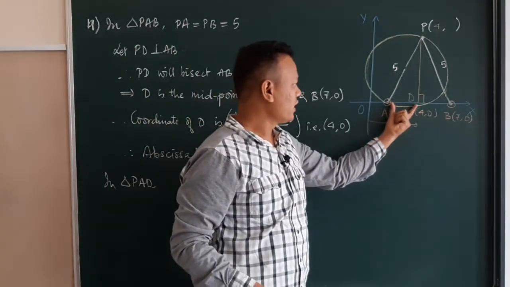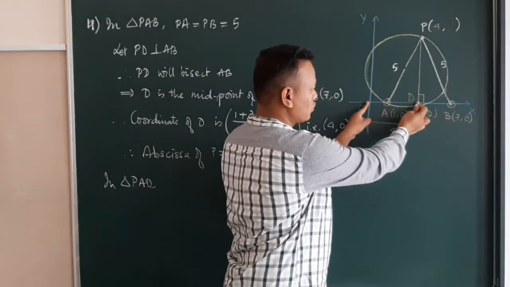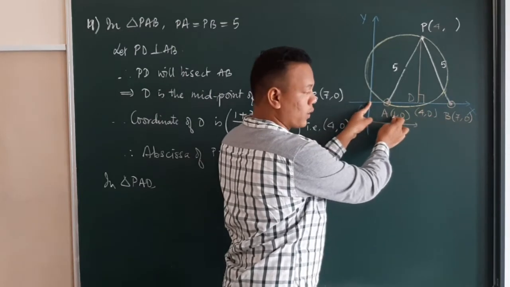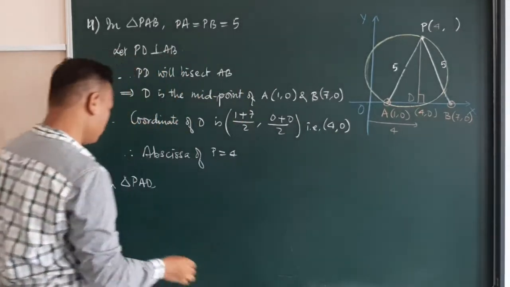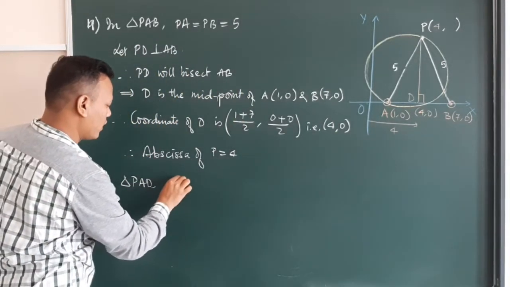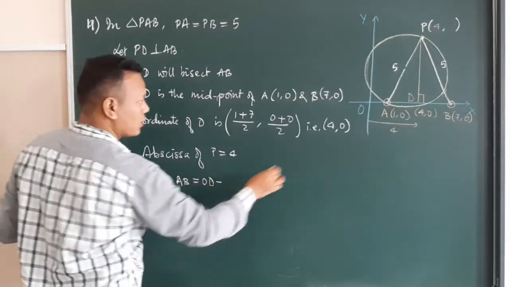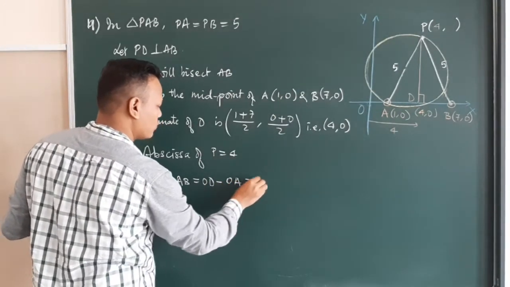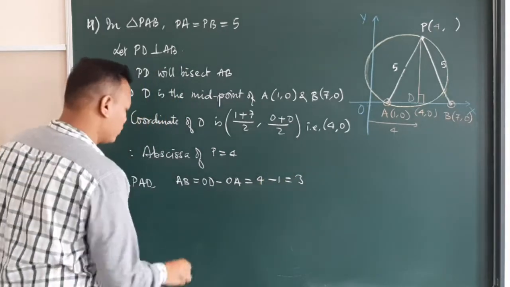So let us see what AD is. See here, we have OD equal to 4, isn't it? And OA is 1. So AD will be 3, isn't it? So we have AD equals OD minus OA. That is, OD is 4 and OA is 1. So this will be equal to 3.